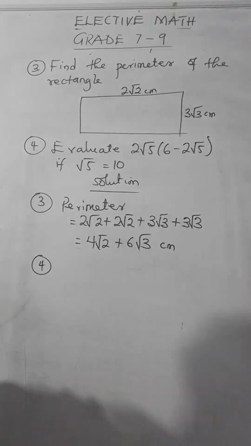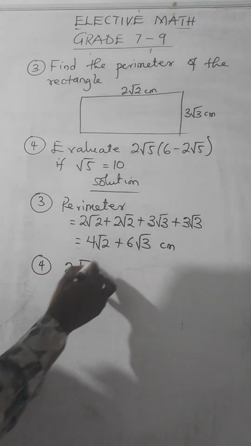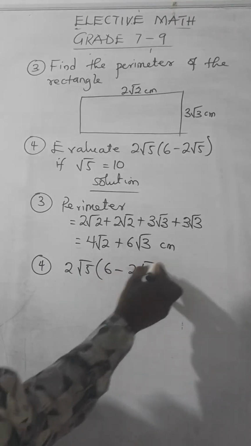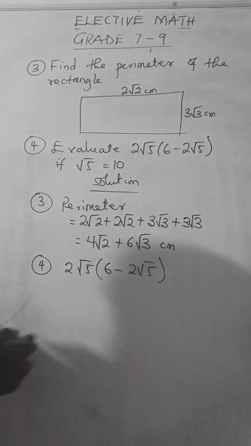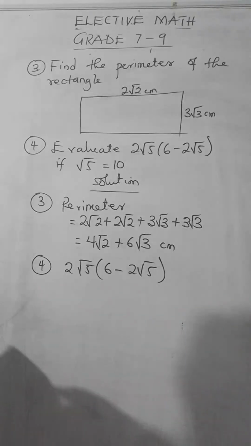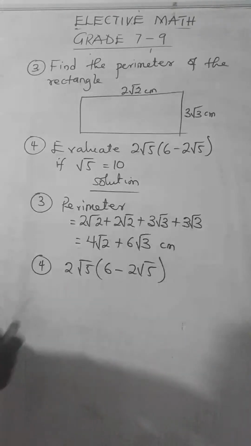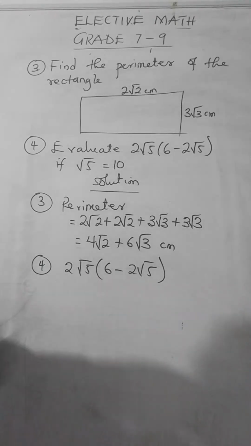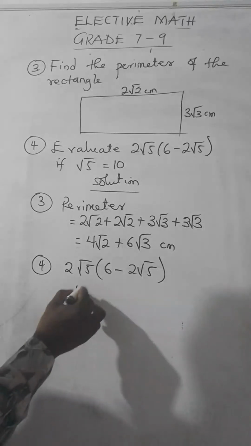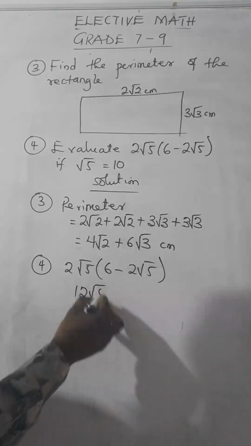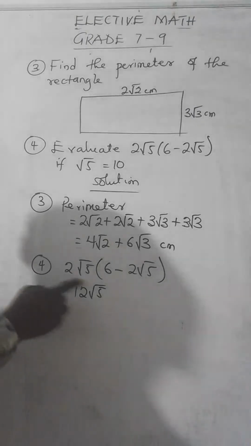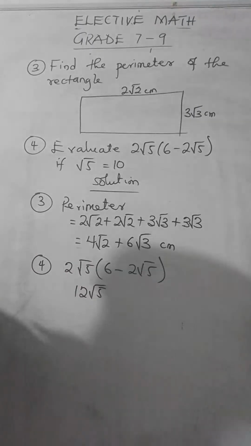They are saying 2 root 5 by 6 minus 2 root 5. So with this, you multiply 2 root 5 by 6. Only the numbers can multiply. So we have 2 times 6, that is 12 root 5. Then the root 5 is tied. So 2 by 6 is what?